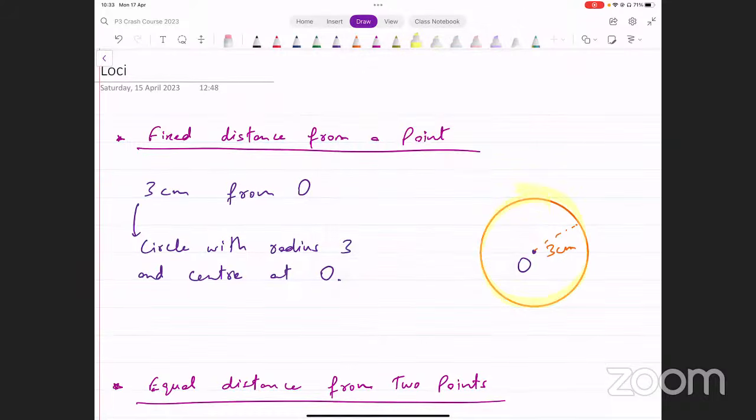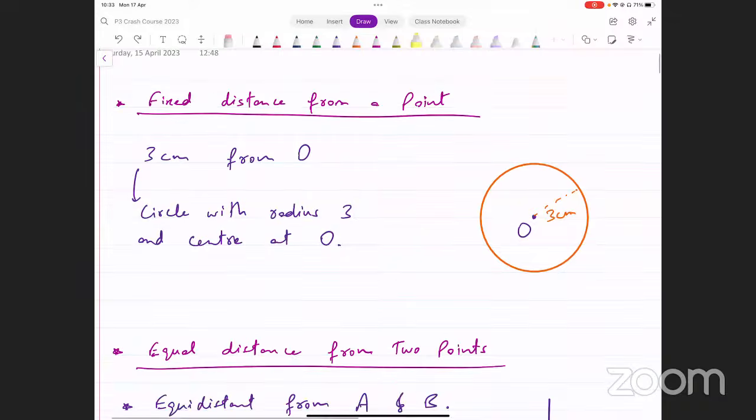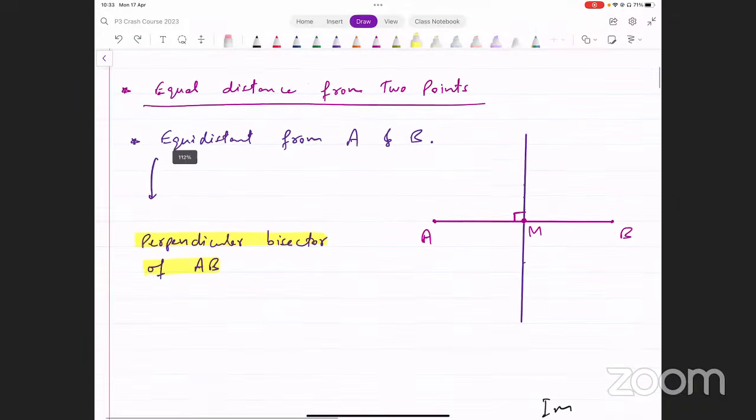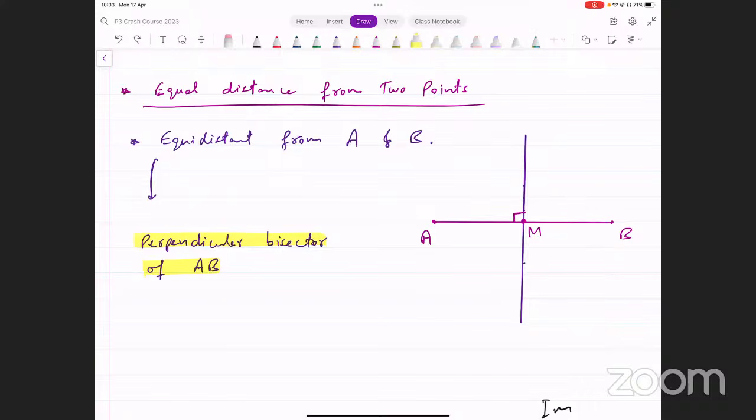So if you want to be at a fixed distance from a point, the locus turns out to be a circle like this. If you want to be at an equal distance from 2 points, we looked at this in the last session, the locus that you get in this case is a perpendicular bisector of the line joining those 2 points. So let's say you have to find the locus of all points that are at an equal distance from A and B. Where could those points be? Anywhere on the perpendicular bisector of the line joining A and B. So it will be the perpendicular bisector of AB. So these are two loci that we need to remember.